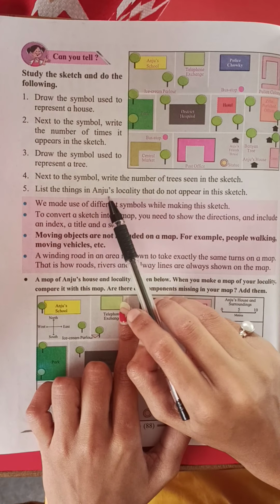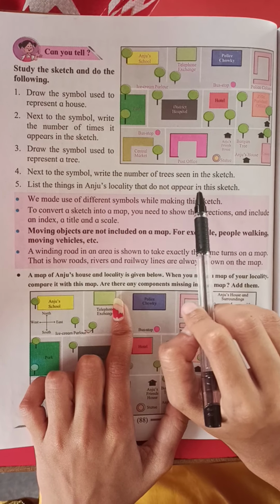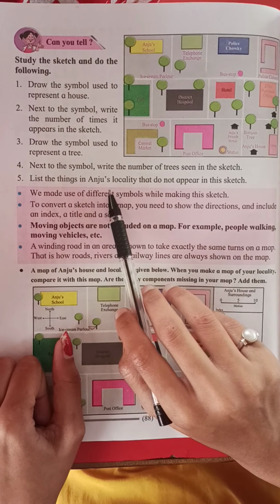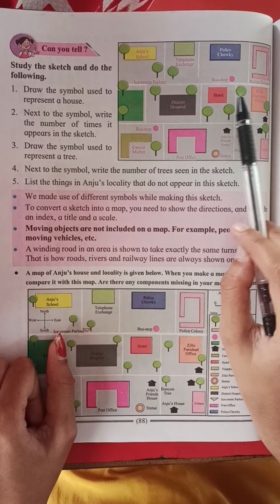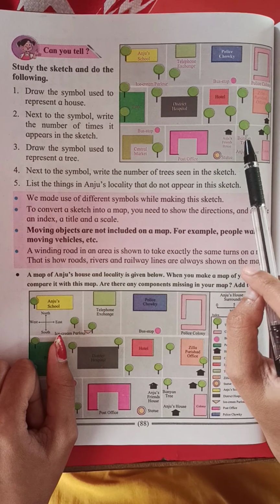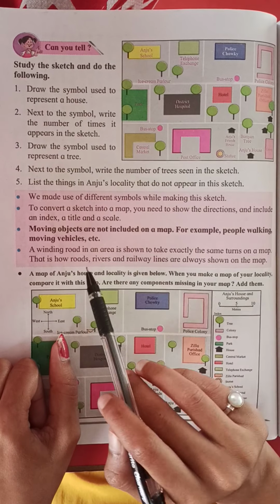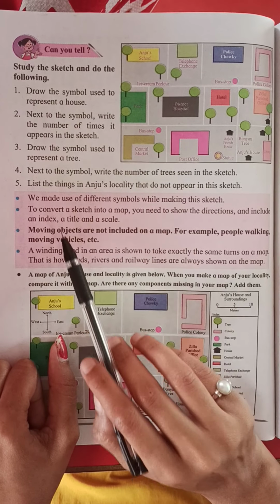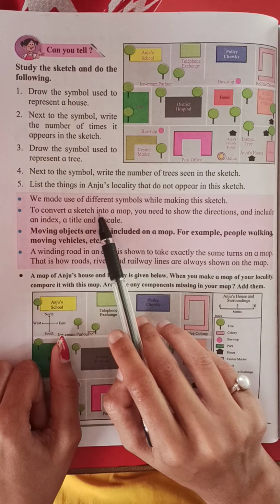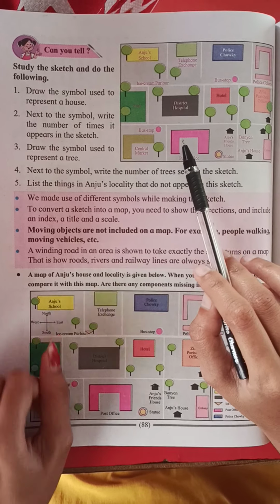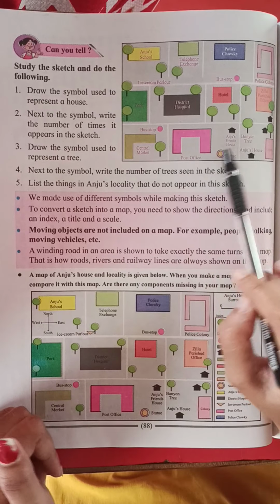List the things in Anju's locality that do not appear in the sketch. Now you have to list the things in Anju's locality, means where Anju is living, that do not appear in the sketch. You can refer to the last picture given on the last page. We made use of different symbols while making this sketch. Now they have used different types of symbols while making the sketch.